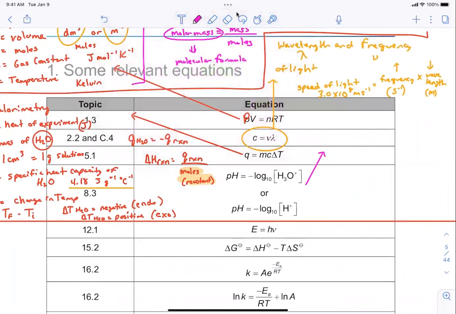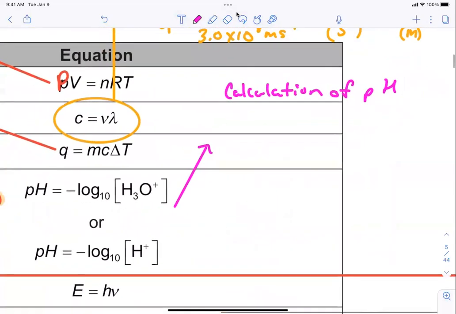Yes. So C4 is irrelevant here, Tifa, for us. And I'll show you what you can cross out in a little bit when we get to that point. Okay. This last equation for SL is calculation of pH.